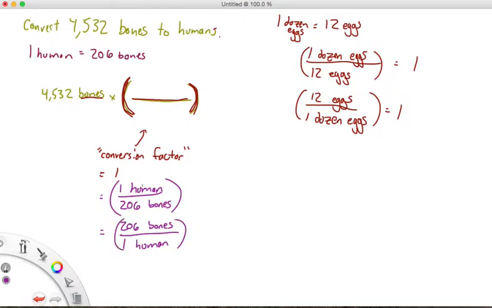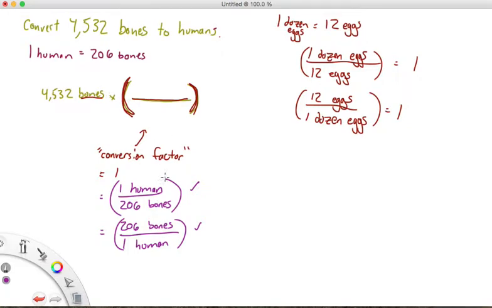Okay? These are equal to each other. This 1 human equals that many bones. That many bones equals that 1 human. Their quantities are equal to each other in this little made-up problem here. So, what do I want to do? Why would I put one of these over the other one? Why would I choose this one over this one, or vice versa?